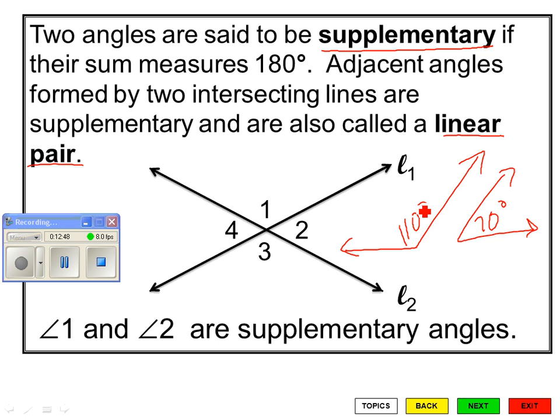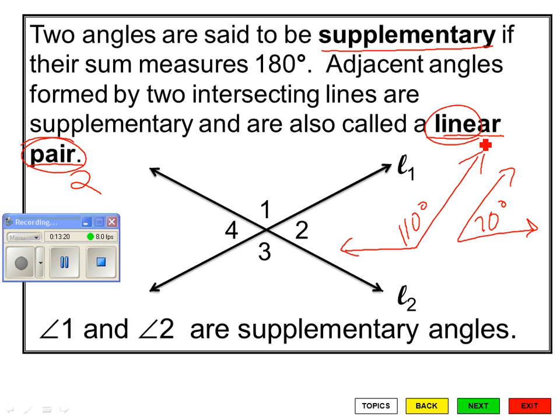The other part of this, a linear pair. Two angles are considered a linear pair. It's pretty self-explanatory. Again, this goes back to geometry being a lot of common sense. What's pair mean? Two. What's the root word here? Line. So these are two angles that together make a line. So name me a linear pair in that picture.